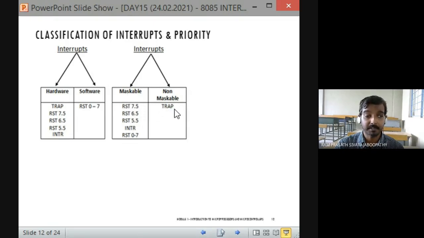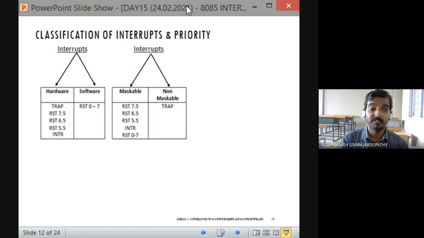Whereas the interrupt trap is a non-maskable interrupt. This is the only interrupt in 8085 which is non-maskable. Actually, here we mention RST 0 to 7; these instructions are written by the user only. If needed, we can write them, or else they can be avoided. This classification applies especially to hardware interrupts. Out of the 5 hardware interrupts, 4 are maskable. The only non-maskable interrupt is trap, available in the 8085 microprocessor.